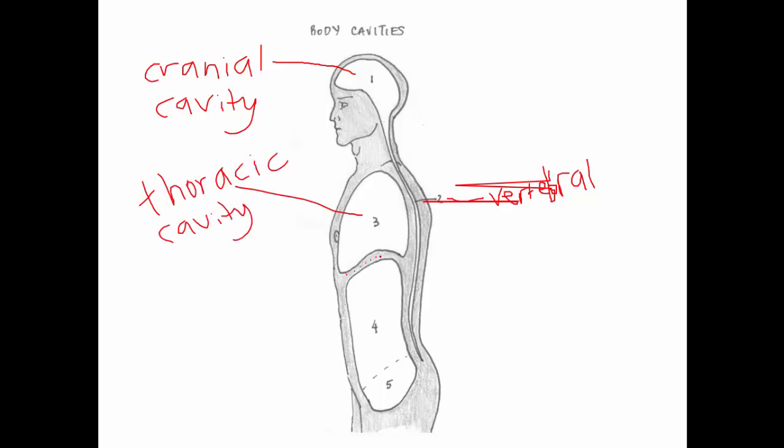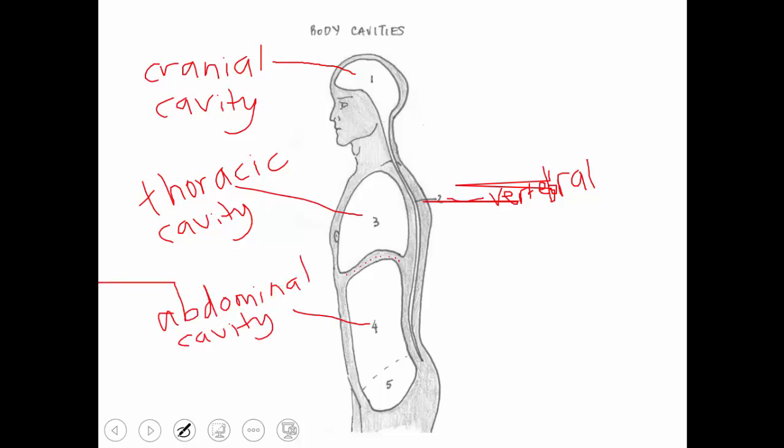The shaded region would be the diaphragm. So now we know we're going inferior to the diaphragm. Number 4 is in the region of the abdomen, so it's going to be the abdominal cavity. And number 5 is in that hip region, the pelvic region, so this is the pelvic cavity.